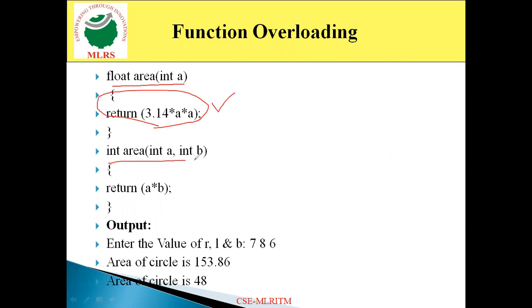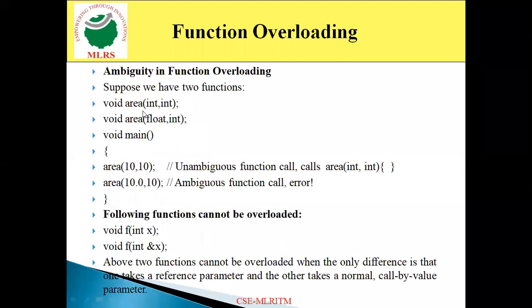Then come to the next one, int area of int a comma int b. When I pass two parameters along with the function area, this function executes the statement return a into b. This is how we can achieve compile time polymorphism by means of function overloading. Function overloading is achieved by compile time polymorphism, which indicates that before execution itself, it comes to know which function is executed for which call. Likewise, we implement function overloading, and come to the next one.